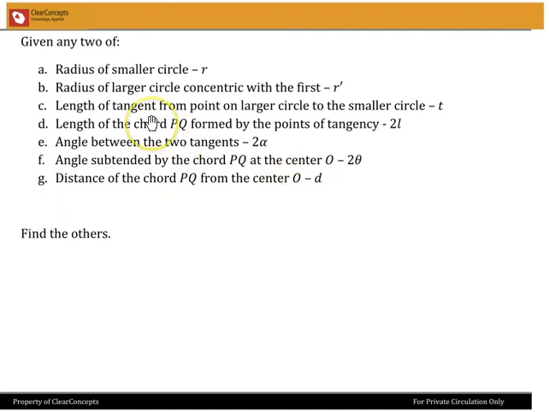Now, given concentric circles, if we have any two of these, we can actually find the others. And the students seem to be having a problem getting the various theorems together. And so here we go.